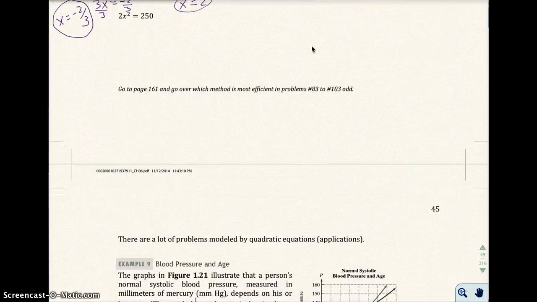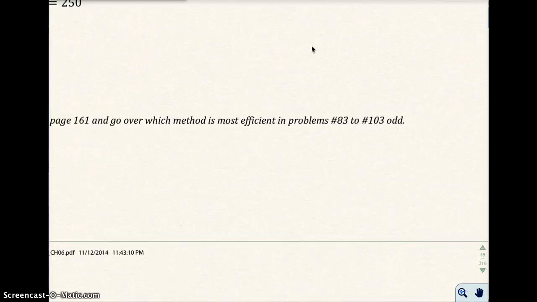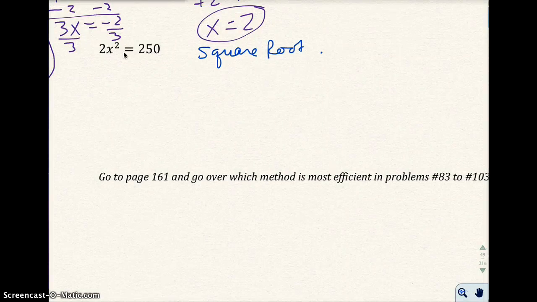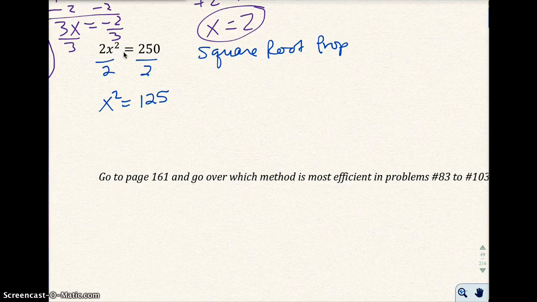Okay. And then the last example I have is 2x squared equals 250. I look at this carefully, and I notice that there's no middle term, there's no x term. So I'm going to use the square root property, the most efficient method in this case. I divide by 2 on both sides, and I get x squared equals 125. Now I say x equals plus or minus square root of 125.